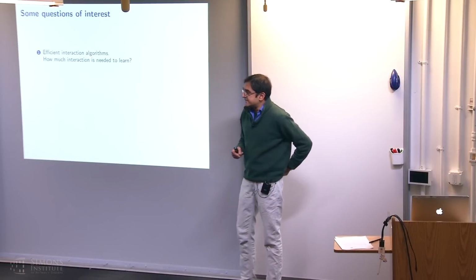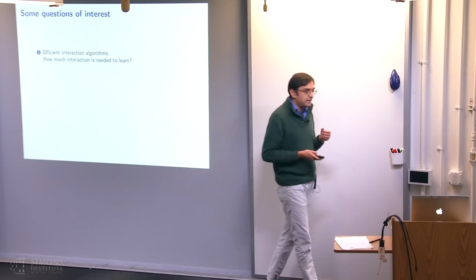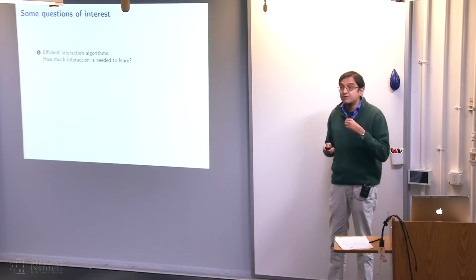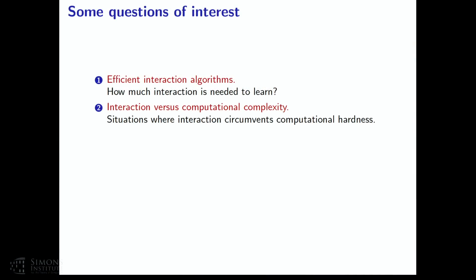So some of the questions that arise in these settings are, first of all, of course, what are efficient ways to do interaction? What is the minimum amount of interaction needed to arrive at a structure that is adequate for the human? In many situations, it's interesting to ask whether interaction is actually helping to overcome computational barriers. Is the problem NP-hard without interaction, and actually easy with interaction?